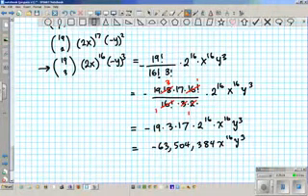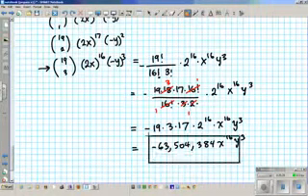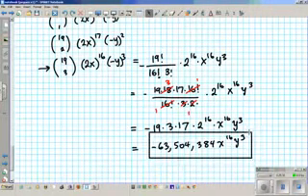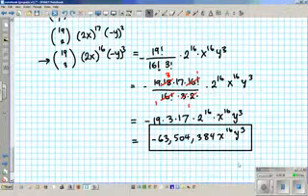Okay? Alright, now we're going to use Pascal's triangle. I'm going to have a volunteer come up and do 19 rows of Pascal's triangle for me. No, just kidding. It makes no sense, right?